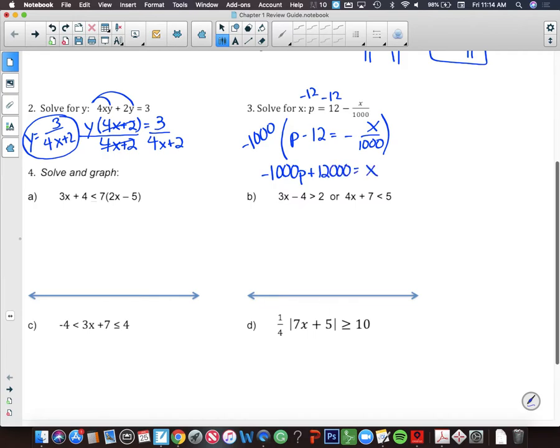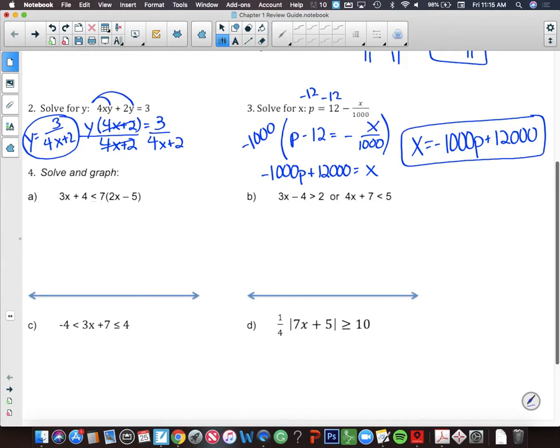equals x. And if you wanted to make it look a little bit nicer with the x on the left, you can rewrite it. It doesn't necessarily matter. So x equals negative 1,000 p plus 12,000. And that is your rewritten equation.